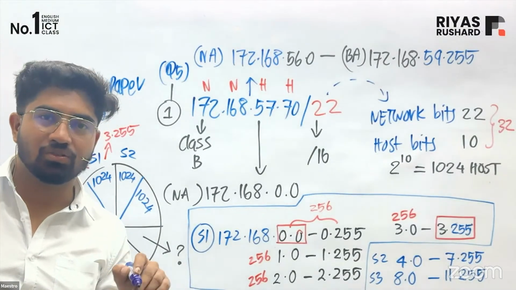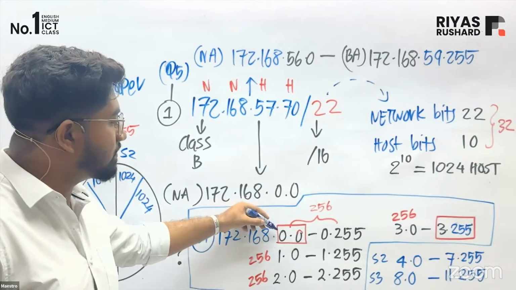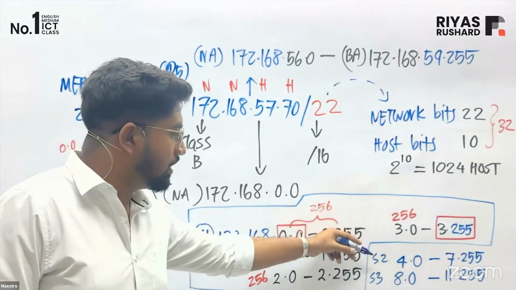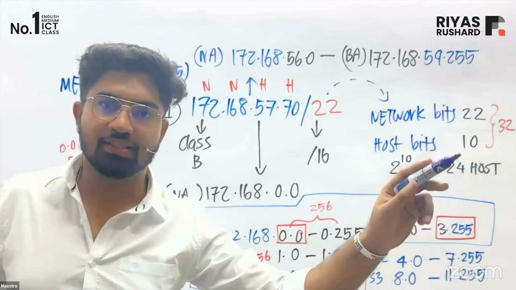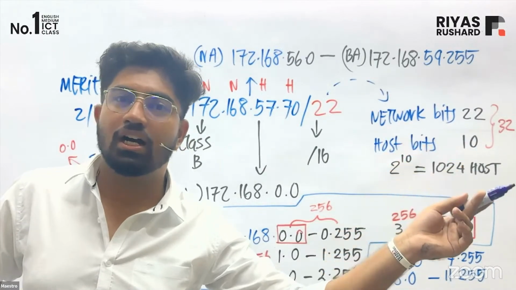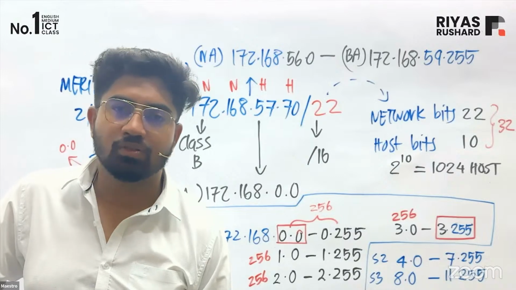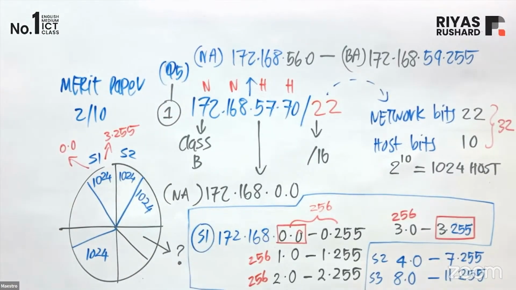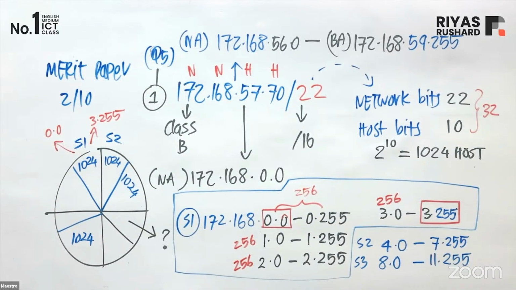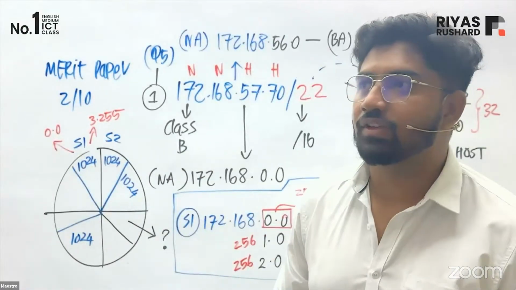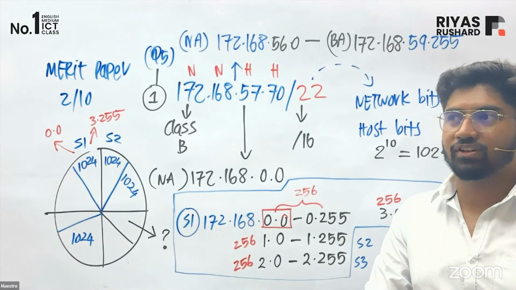Okay, you will have 1024 computers. If this begins from 0.0 and ends in 3.255, the next will start at 4 and end at 7, then 8 and 11, 12 and 15, 16 and 19. That's how it goes on. Nice. Good. Sounds okay. Perfect.